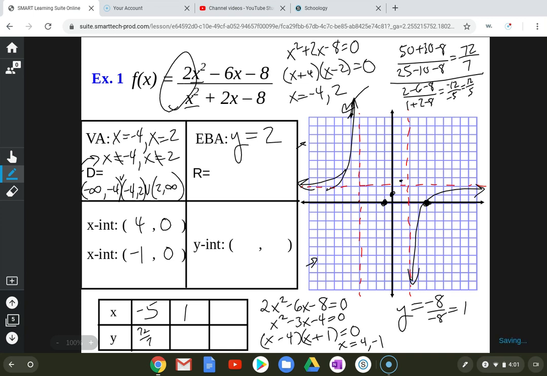What? Can we cross a horizontal asymptote? Yes, we can. Because a horizontal asymptote is not an electric fence. It's a description of end behavior, and that's all it is. It's just describing what's going on at the ends.